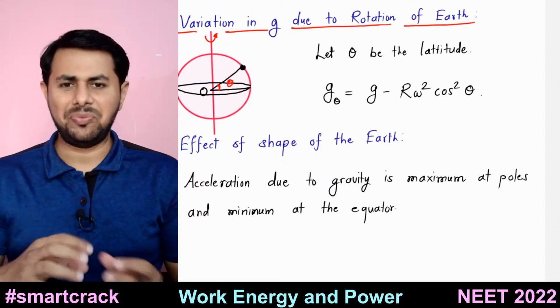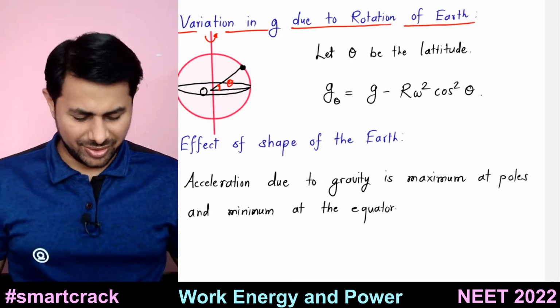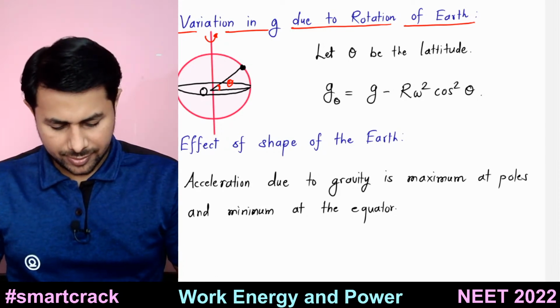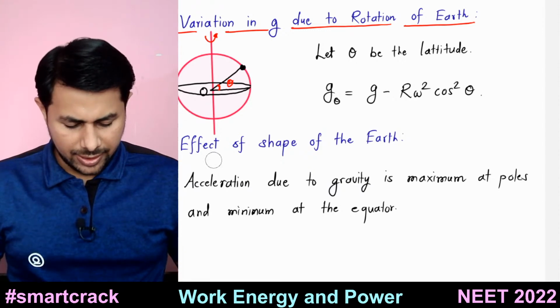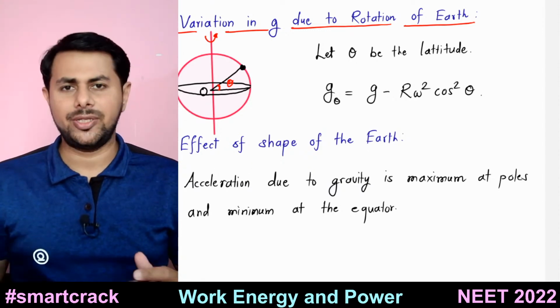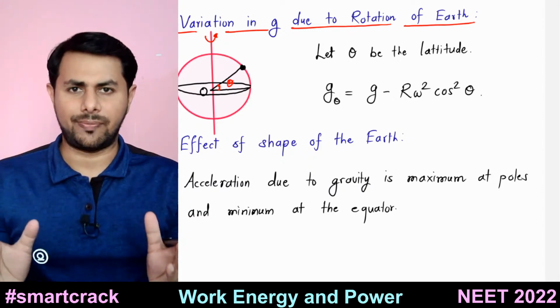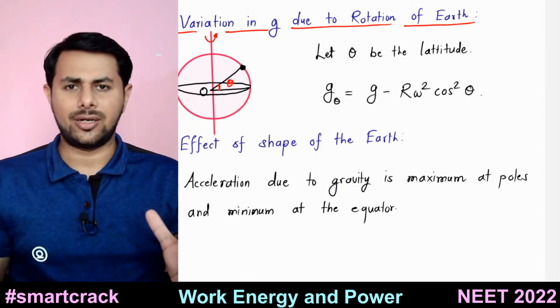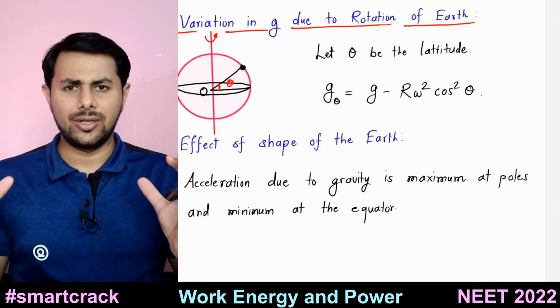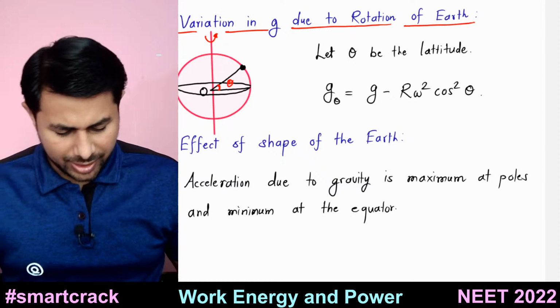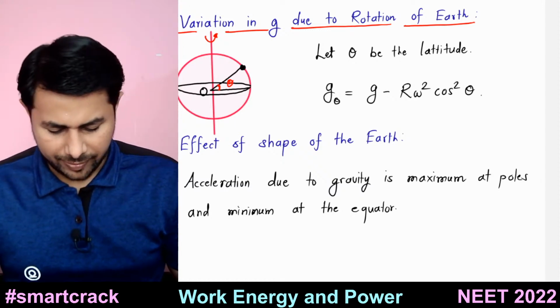Okay, or very few things will derive. All right, so we have to memorize this formula. After that, next is the effect of the shape of the Earth. Earth is not uniform. It's not like a sphere with a fixed radius. The shape of Earth is somewhat elliptical.